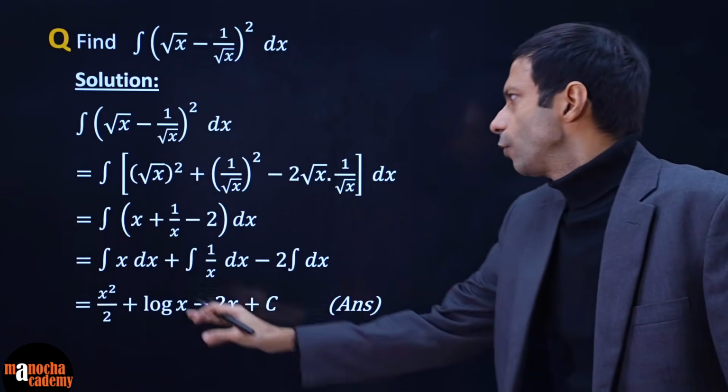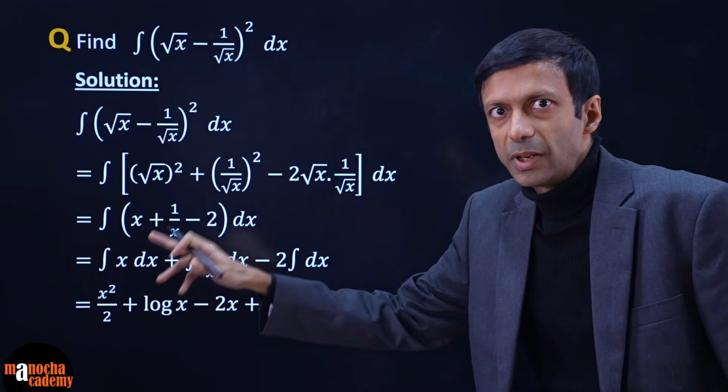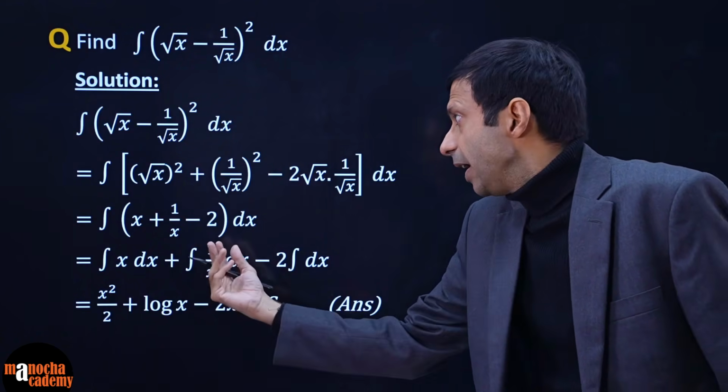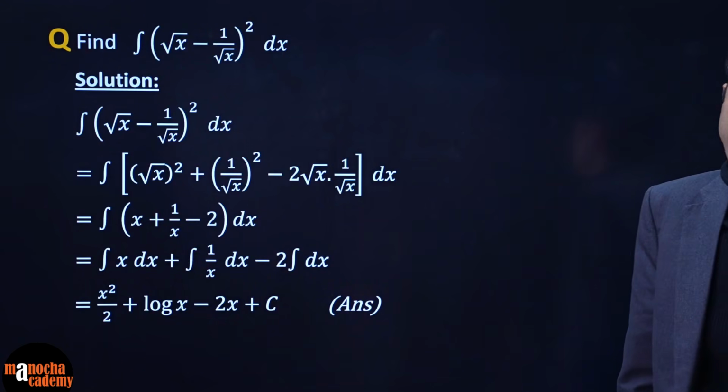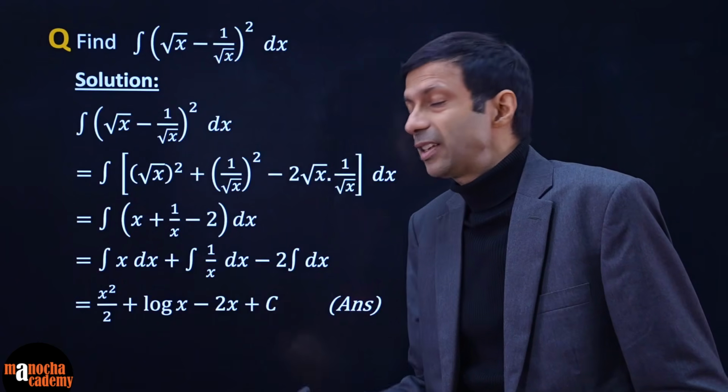So see, once you have got till here, now integration of x is x square by 2, x to the power n plus 1 by n plus 1. Integration 1 by x, very important, is log x. How can you remember that? d/dx of log x is 1 by x. So when you integrate 1 by x, it is log.